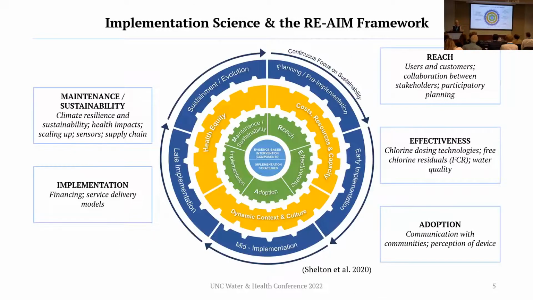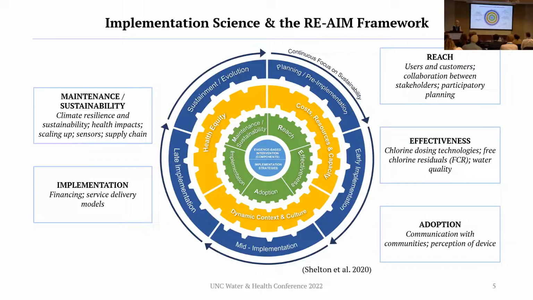To make sense of that big conceptual diagram, I used an implementation science approach, specifically the RE-AIM framework, which is often used for public health interventions. It's an iterative cycle that starts with reach, in this case looking at users and customers, then goes to effectiveness, which looks specifically at the technology, then into adoption. So we're looking at how we communicate with our communities, and how the device is perceived amongst communities.